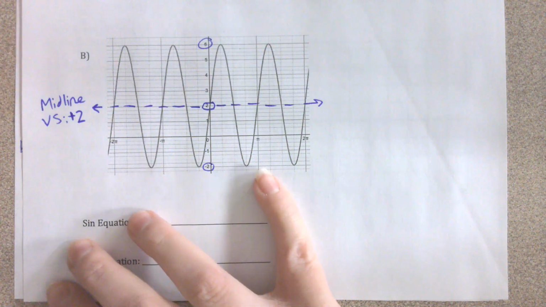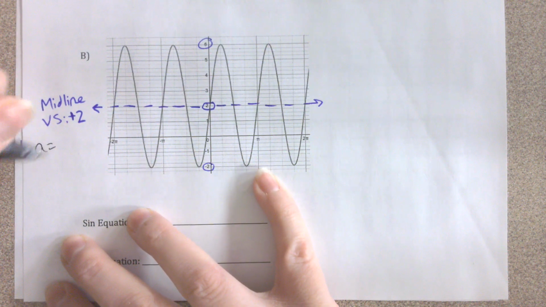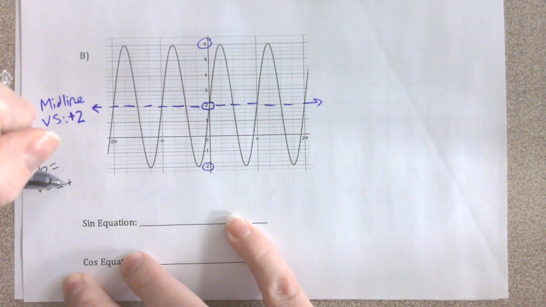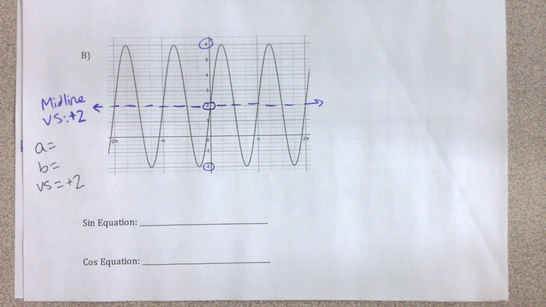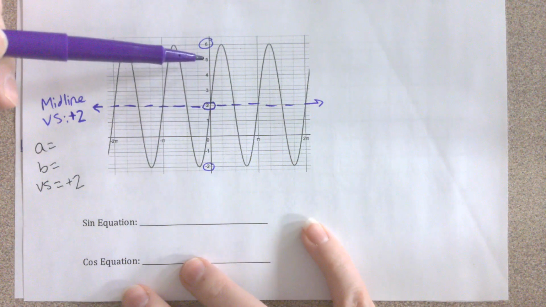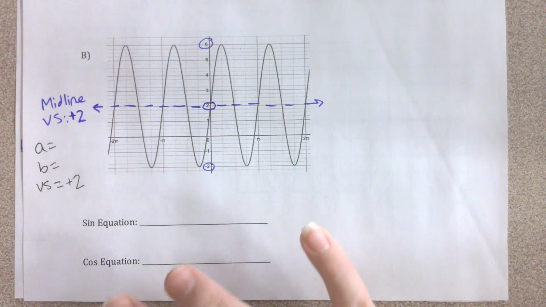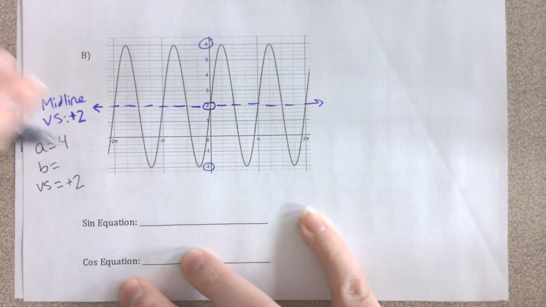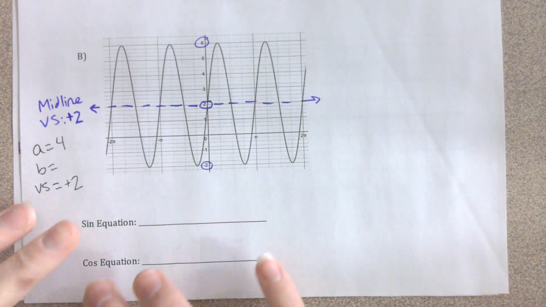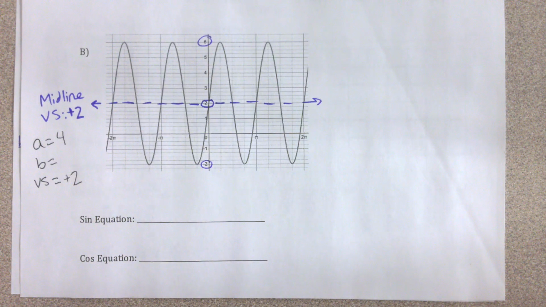Finding the essential starter information: A, B, and vertical shift. The stuff that doesn't change. Vertical shift I have found is +2. A, I've already mentioned, is the distance from the midline to the max and the min. It's 4, no matter which way you count. So A is 4. B is what takes the longest to find. So for B, you want to find a nice curve to identify the period, because to find B, you have to have the period first.